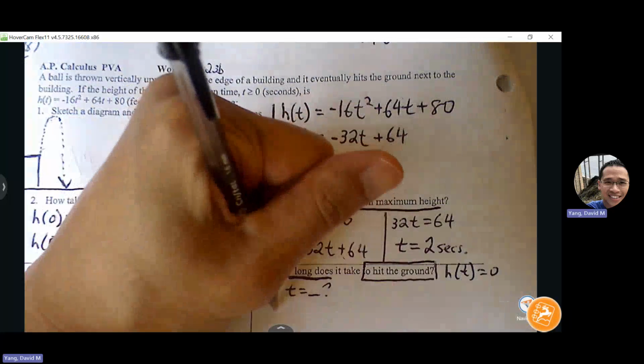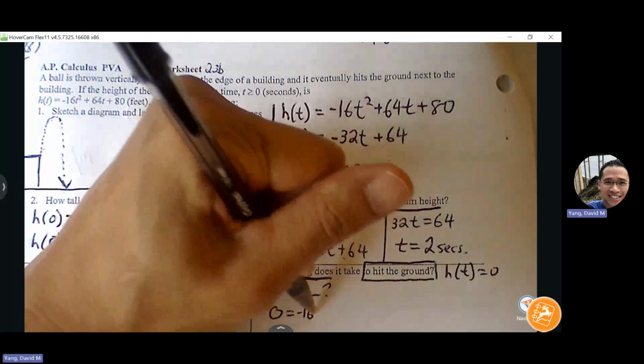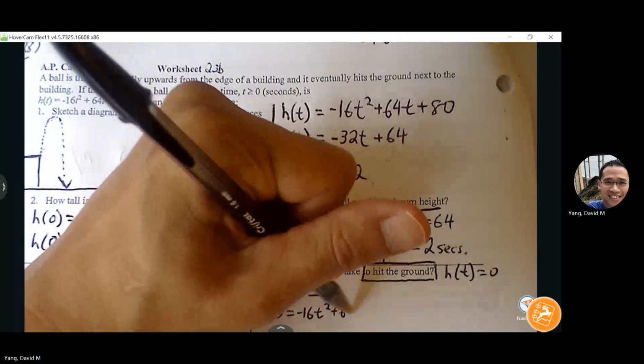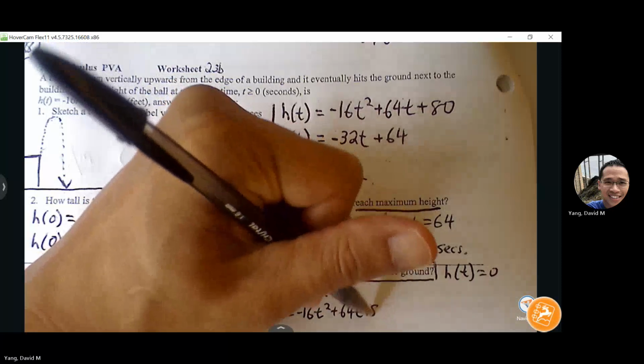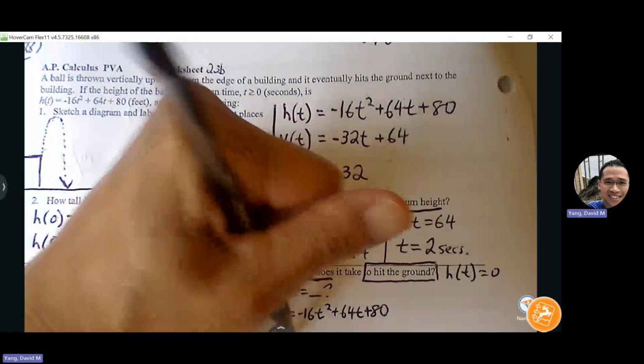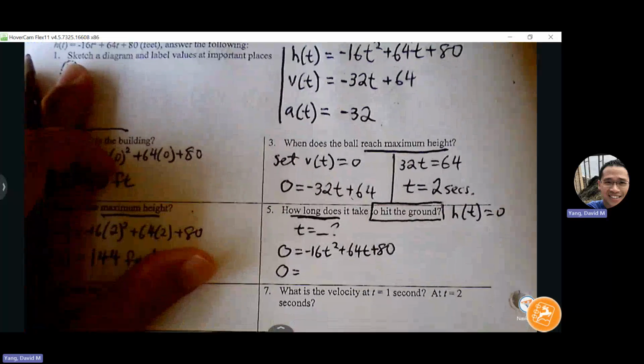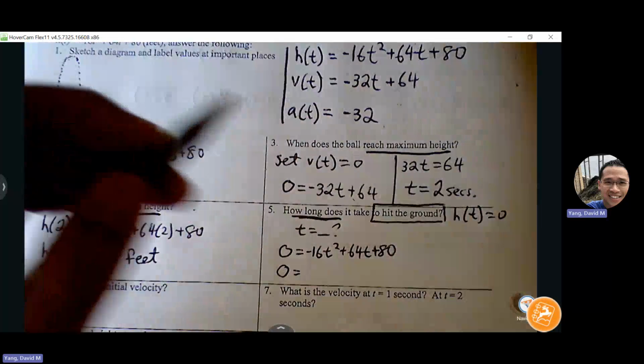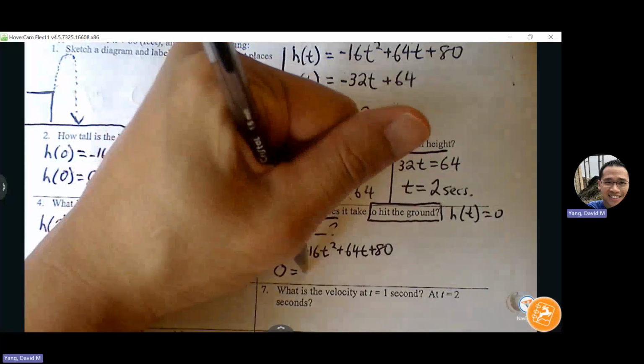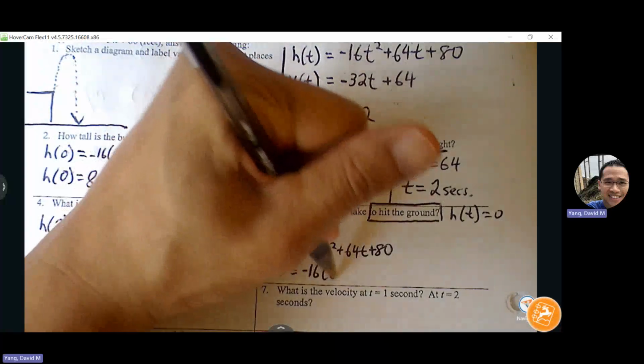Okay, so 0 is equal to negative 16t squared. Now this is factorable. I can take out a negative 16 out of each term here.